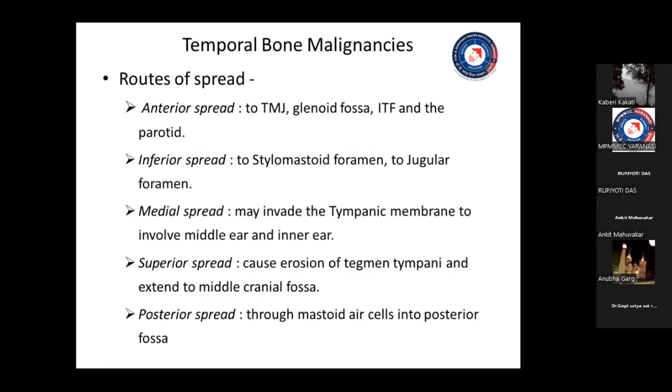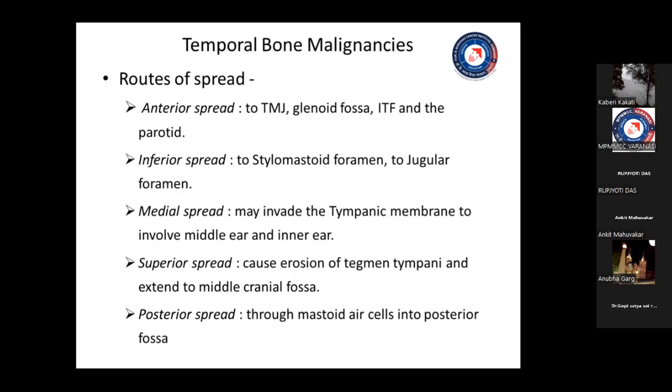It can spread via various routes to the surrounding structures. It can spread anteriorly to the temporomandibular joint, the glenoid fossa, the ITF, the parotid, and can give rise to a preauricular swelling. It can spread inferiorly to the stylomastoid foramen, giving rise to facial nerve palsies, and to the jugular foramen, giving rise to lower cranial nerve palsies.